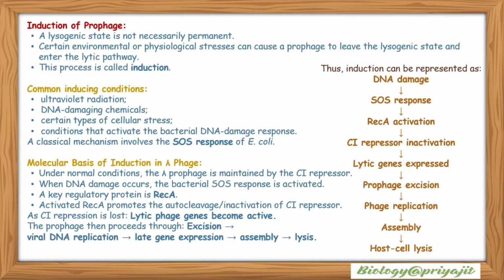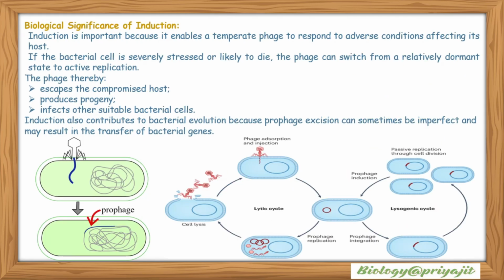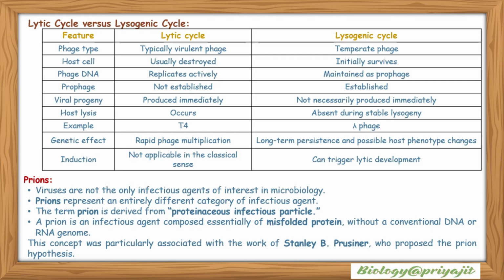Activated RecA promotes the autocleavage and inactivation of CI repressor. As CI repressor is lost, lytic phage genes become active. So the prophage then proceeds through excision, viral DNA replication, late gene expression, assembly, and lysis. The biological significance of induction. The image showing the steps. The difference between lytic and lysogenic cycle.